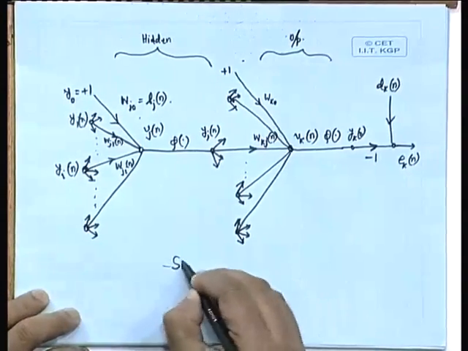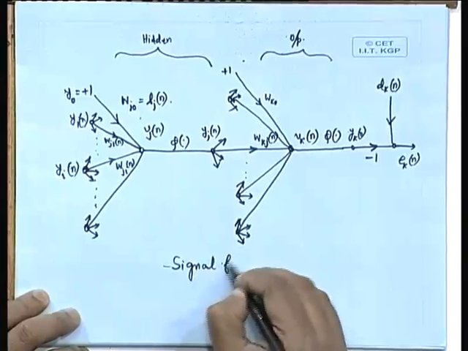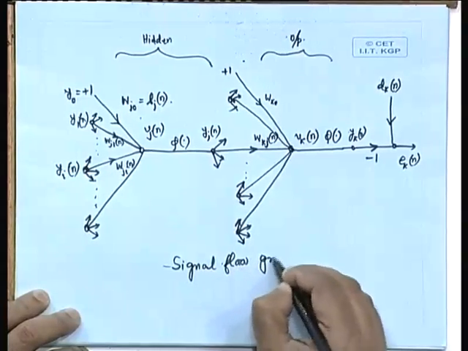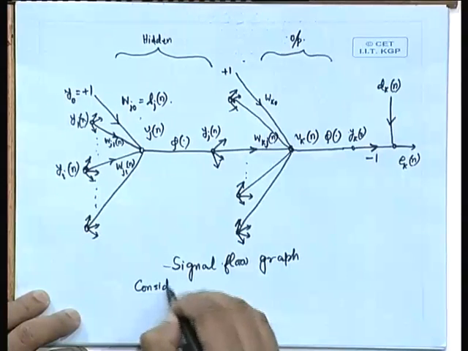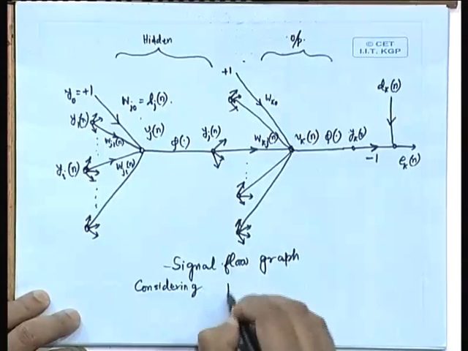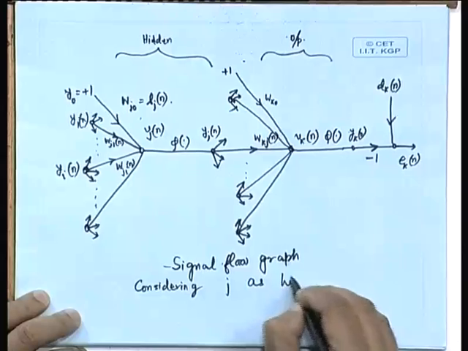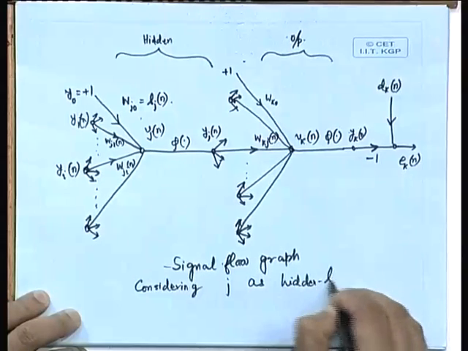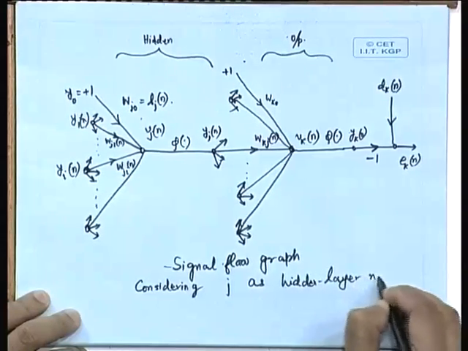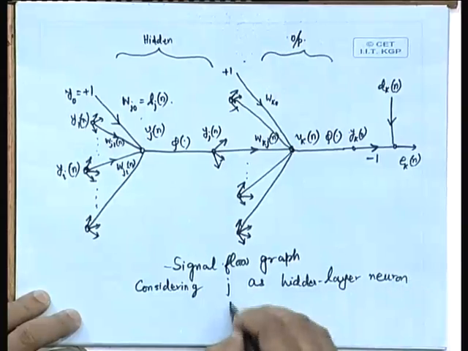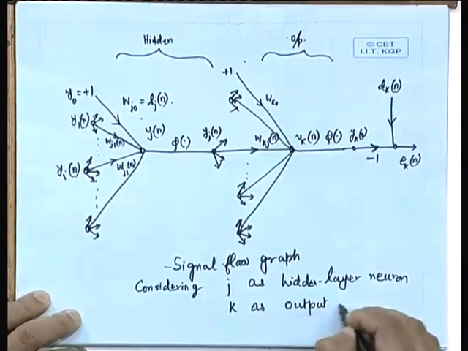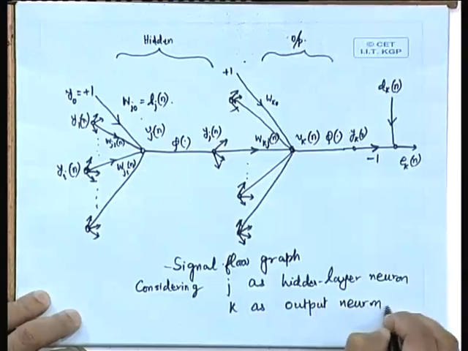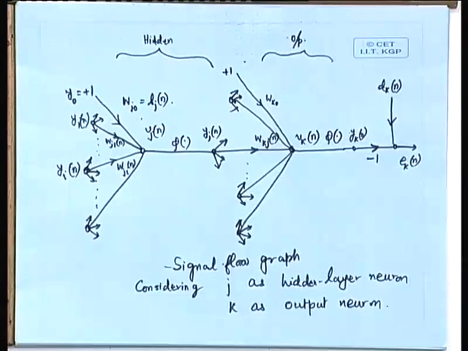So, this is a signal flow graph, we can say, considering J as hidden layer neuron and K as output neuron. Anybody having any doubts or confusions related to this signal flow graph?